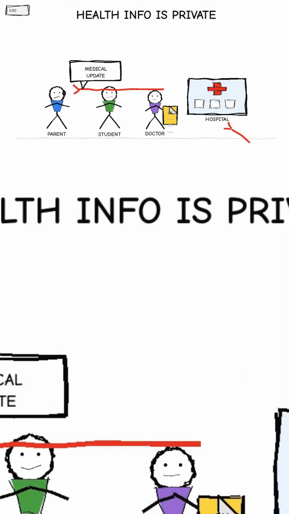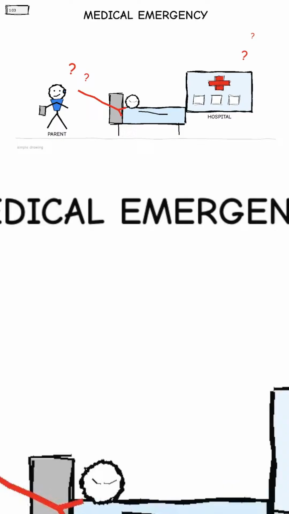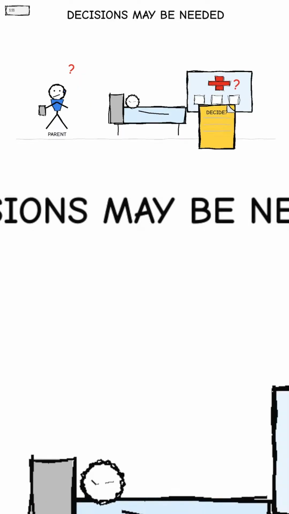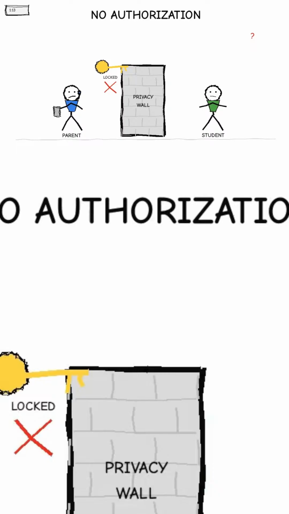And the same kind of issue can come up with health information. Imagine your student is away at school and has a medical emergency. They are taken to the hospital. You call the hospital, terrified, asking what happened, what their condition is, and what decisions need to be made. But without the right authorization, the hospital may be limited in what it can tell you.